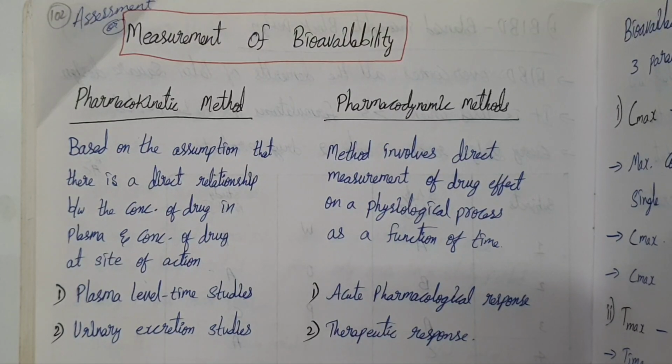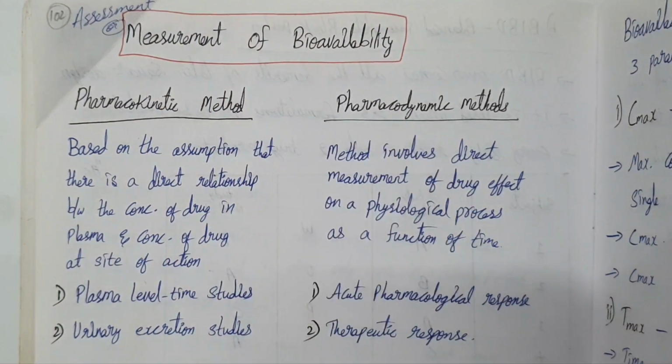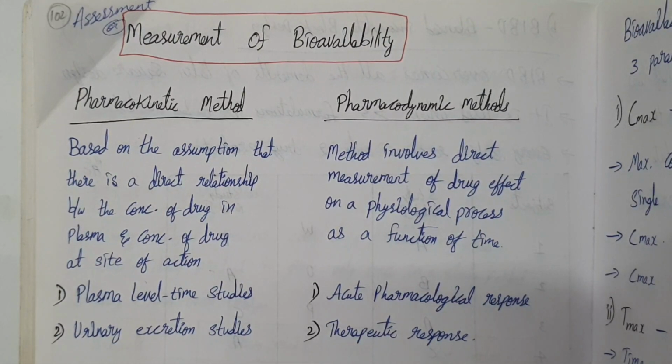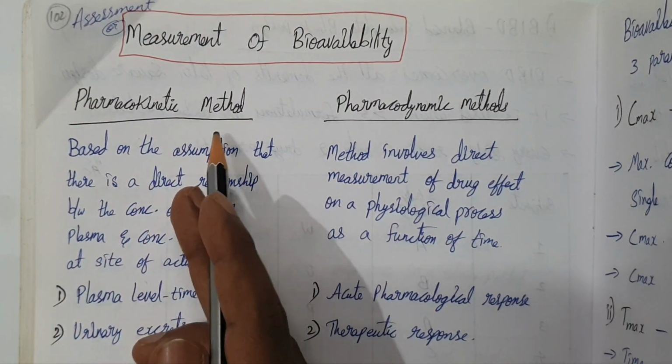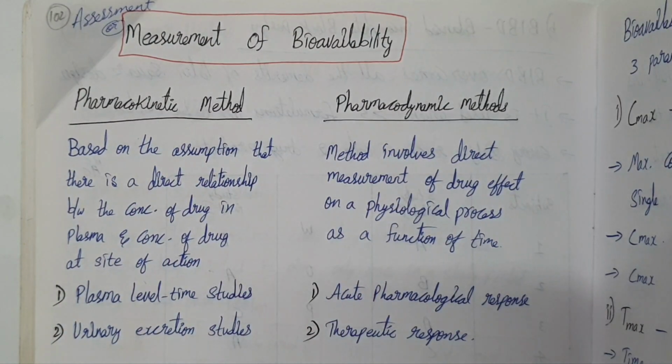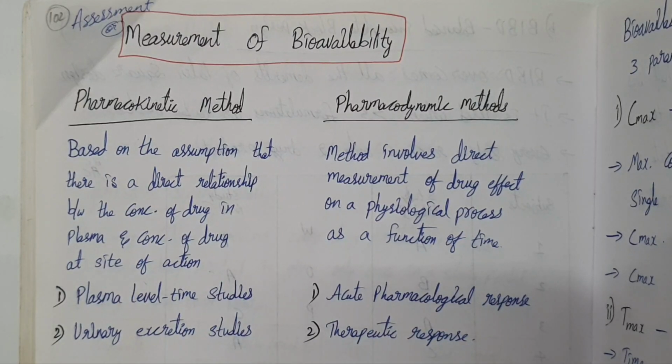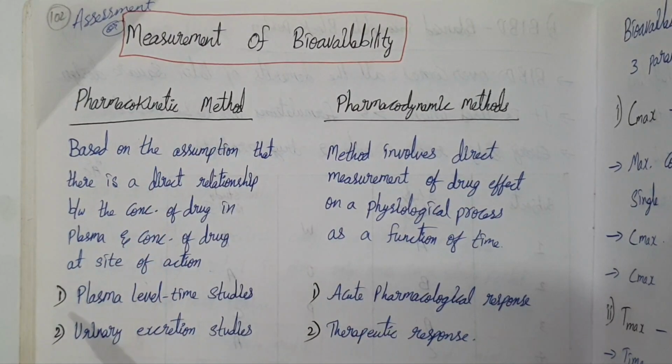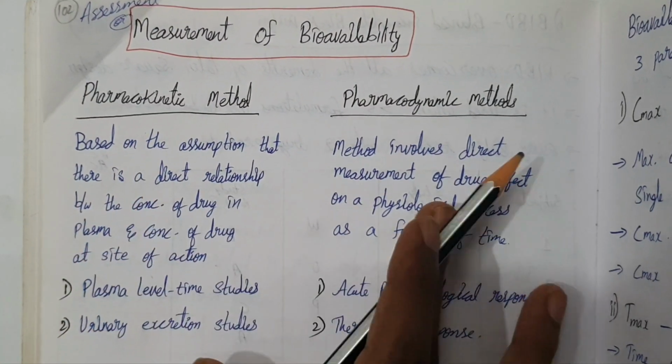Let's discuss the measurement of bioavailability. This topic is all about how we measure how much of a drug actually reaches the bloodstream. And we mainly use the pharmacokinetic method and the pharmacodynamic method. We'll start with the most reliable one, the pharmacokinetic method.